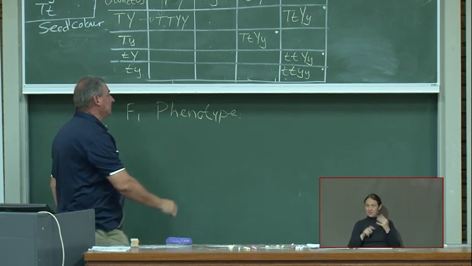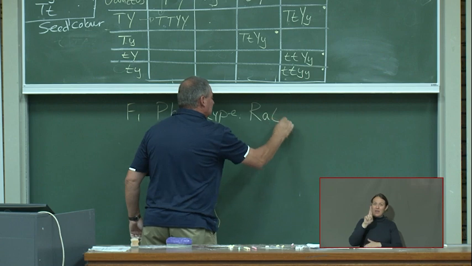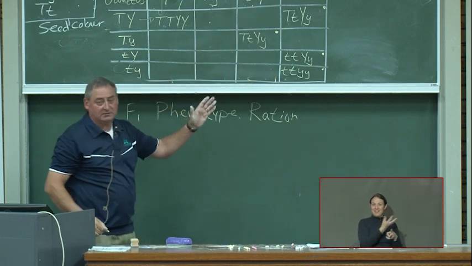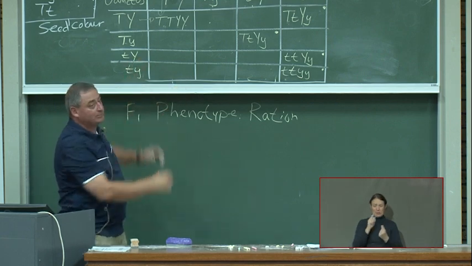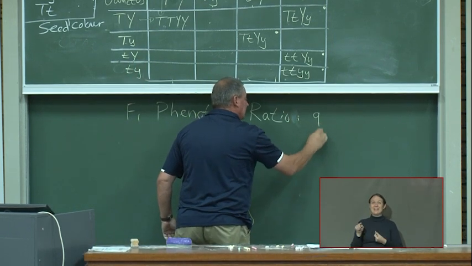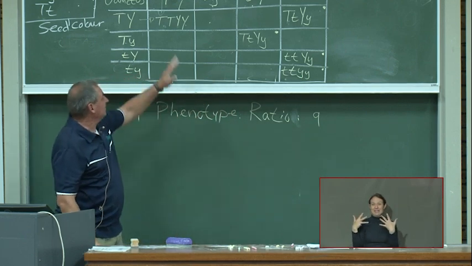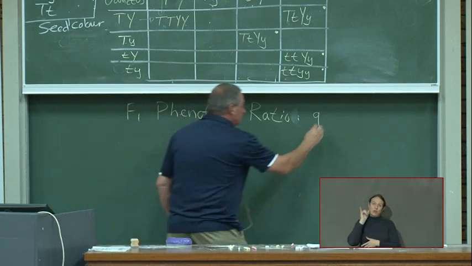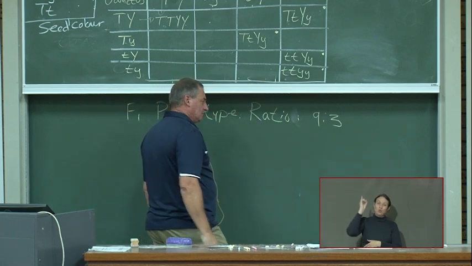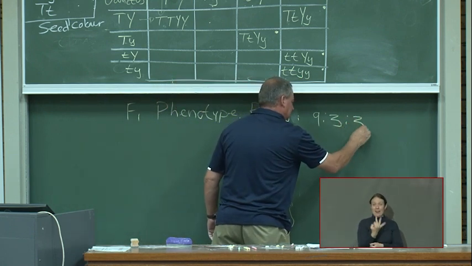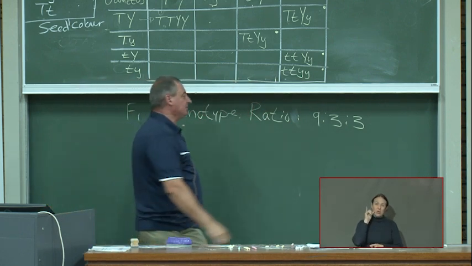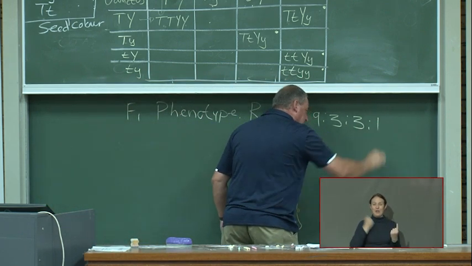A phenotypic ratio. They want you to go and count how many are tall and yellow. And I've done this one. Then I counted, when I filled in all the blocks, I counted. The ratio here was 9 of them were actually tall and yellow. 3 of them were tall and green. 3 of them were short and yellow. And 1 was short and green.